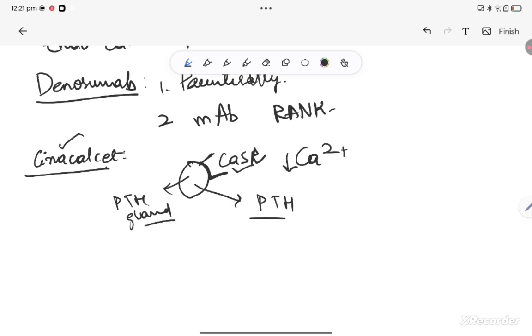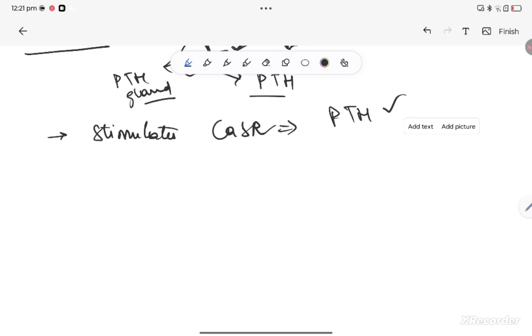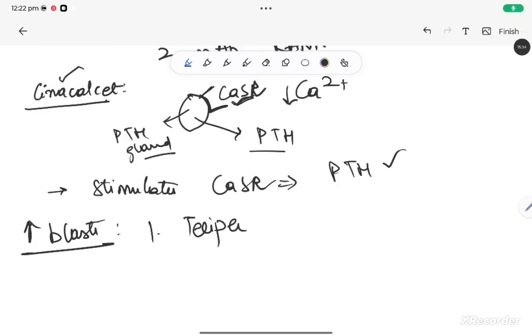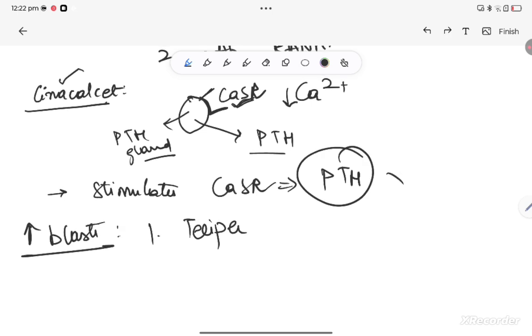So it stimulates the calcium sensing receptor, because of which parathormone will be released. Clear? Now let us talk about the drugs which increase osteoblastic activity. There is only one drug, that is Teriparatide. Sorry, a small correction, I got carried away. Stimulates calcium sensing receptor, yes. So because of which parathormone will not be released. So in any hyperparathyroidism case, we use Cinacalcet.